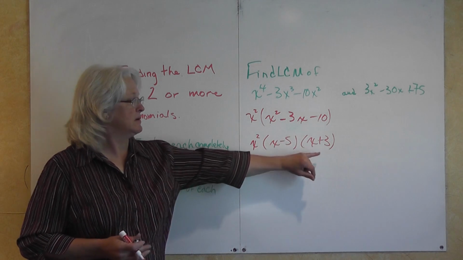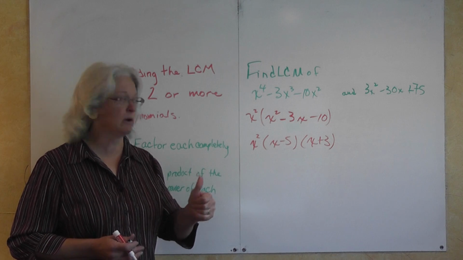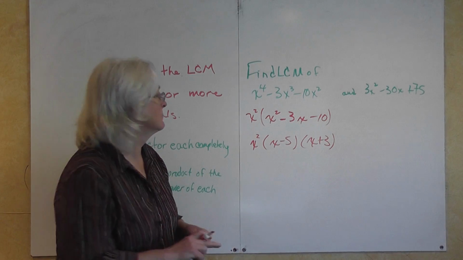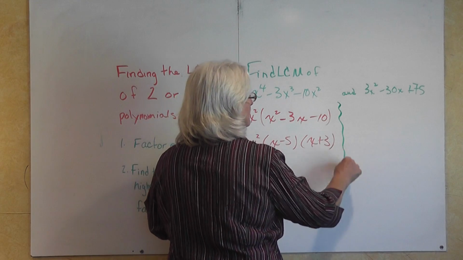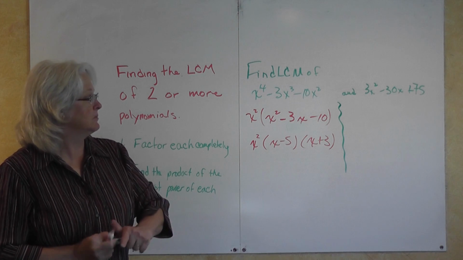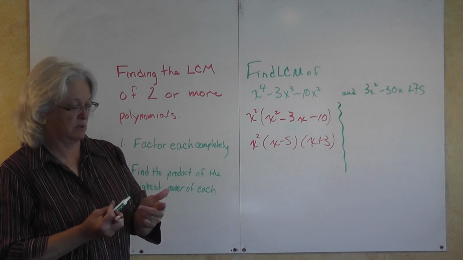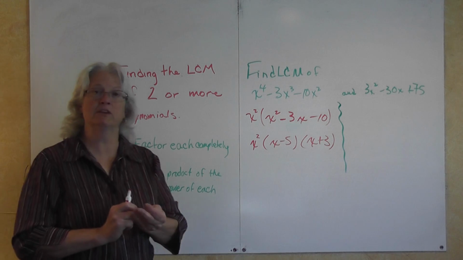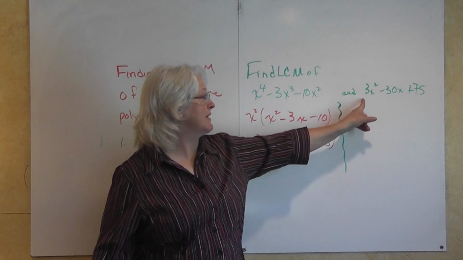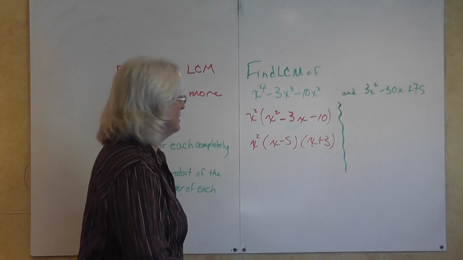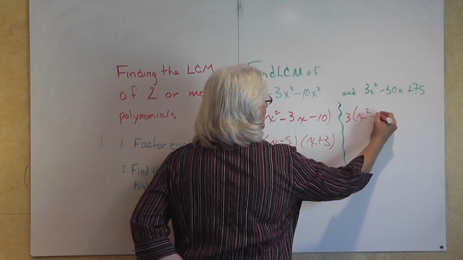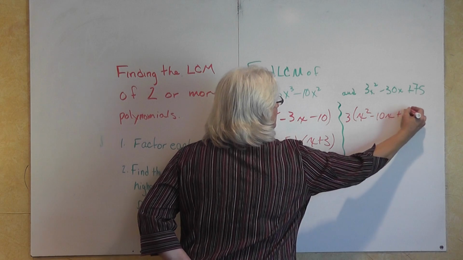So we see that we have these expressions here. We have a factor of x squared, a factor of x minus 5, and a factor of x plus 3. So let's see what our second trinomial factors into, and we have 3x squared minus 3x plus 75. There's no common variable here, but we do have a factor of 3 in common. When we remove that 3, we have 3 times the quantity x squared minus 10x plus, not 75, but plus 25.